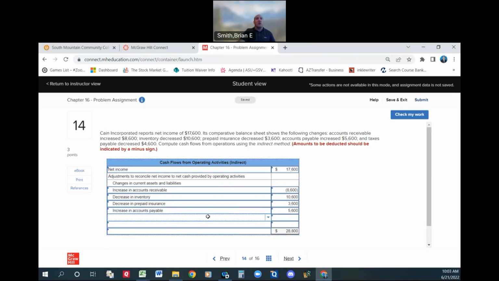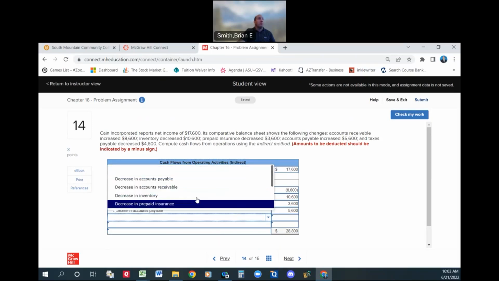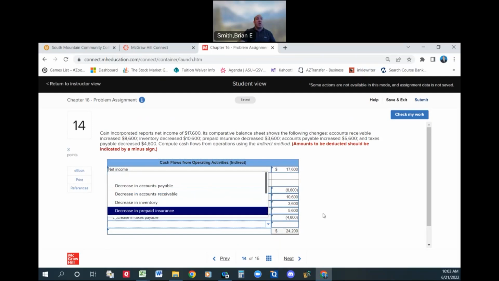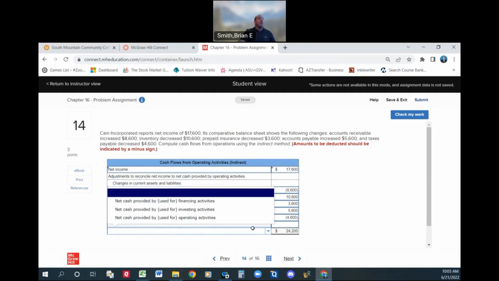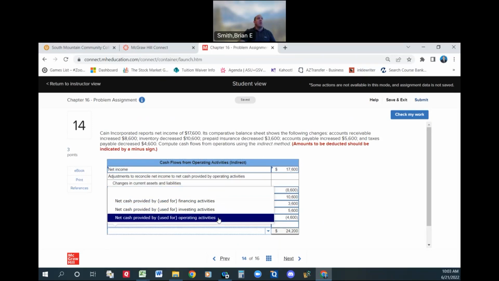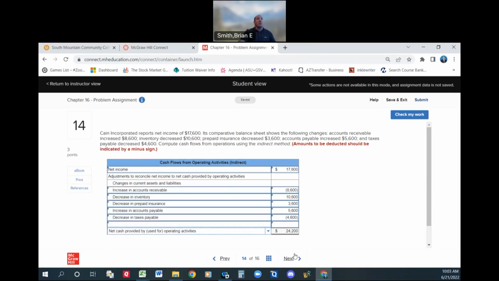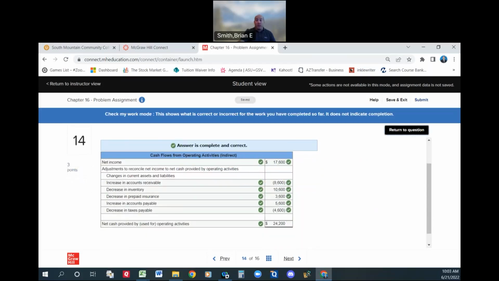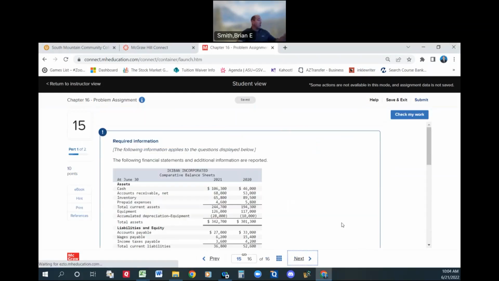So taxes payable decreased. So we're going to decrease, sorry, 4,600. And that looks like it. Okay, just because there's this extra line doesn't mean we need to use it. So this is net cash provided by operating activities. Let's give our check answer here. Good. All right. Hopefully, if you have any questions on this, it'll be answered shortly, because we'll be doing more cash flow work in a little bit. That was kind of just your primer to get you ready.